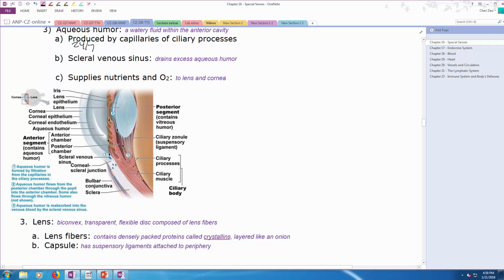And therefore, if it's ciliary processes, it's in the area of the posterior chamber. It gets to the anterior chamber through the pupil and then is able to leave via the scleral venous sinus, the overflow aspect of things. So the scleral venous sinus is located in the anterior chamber.